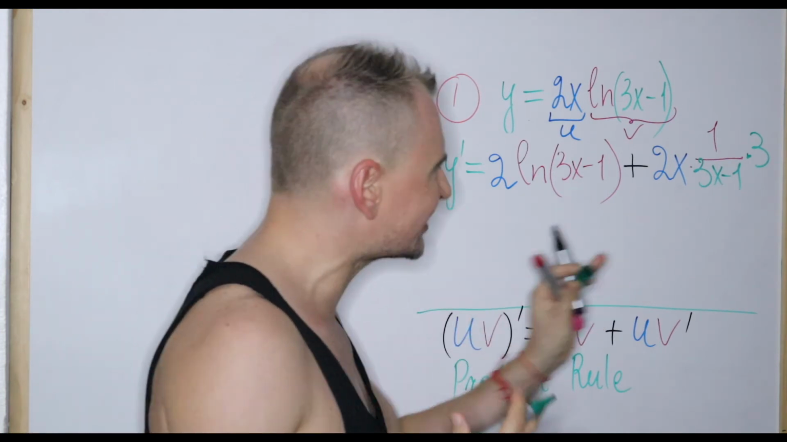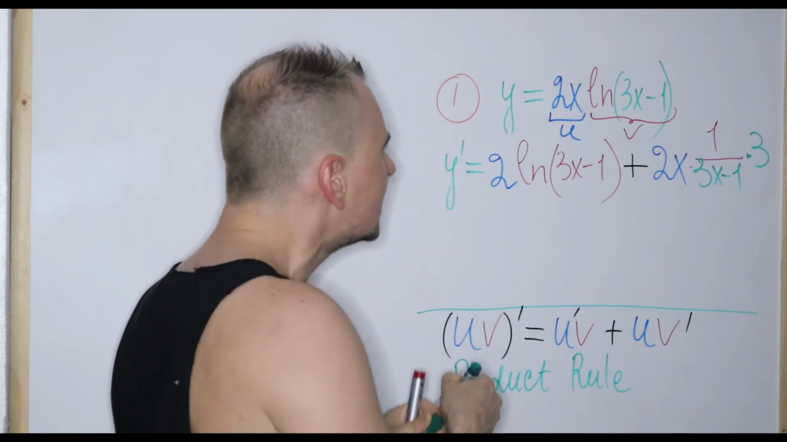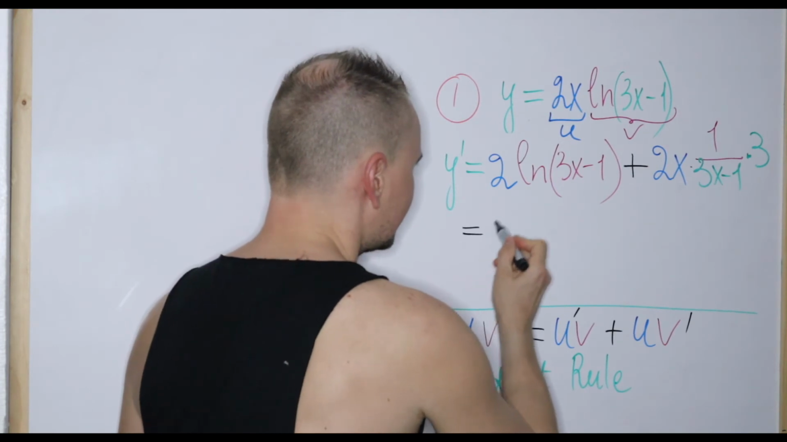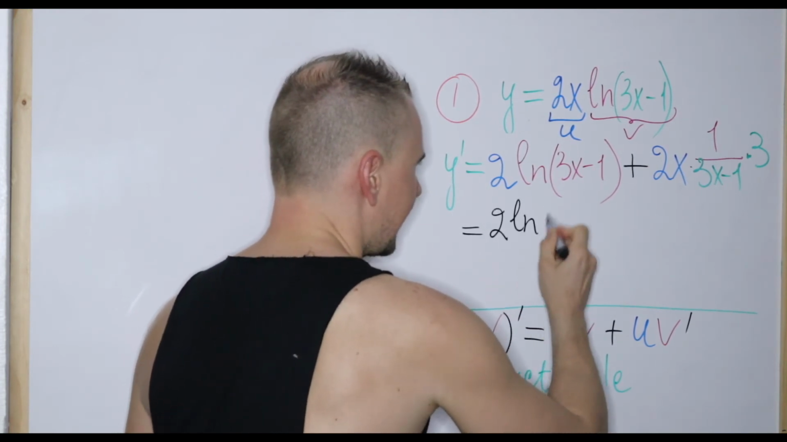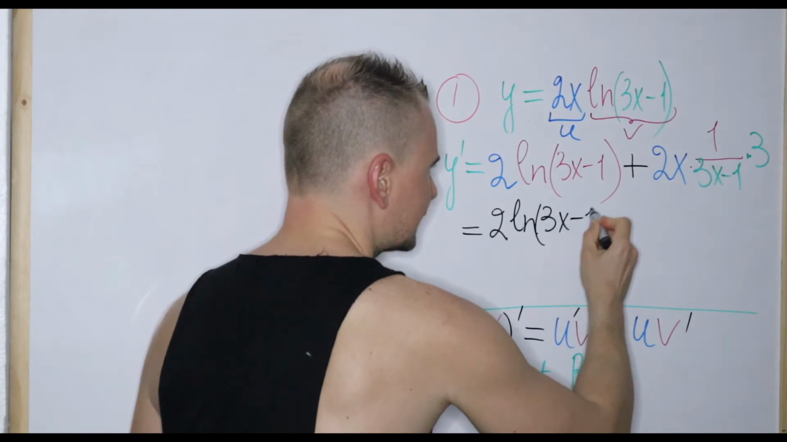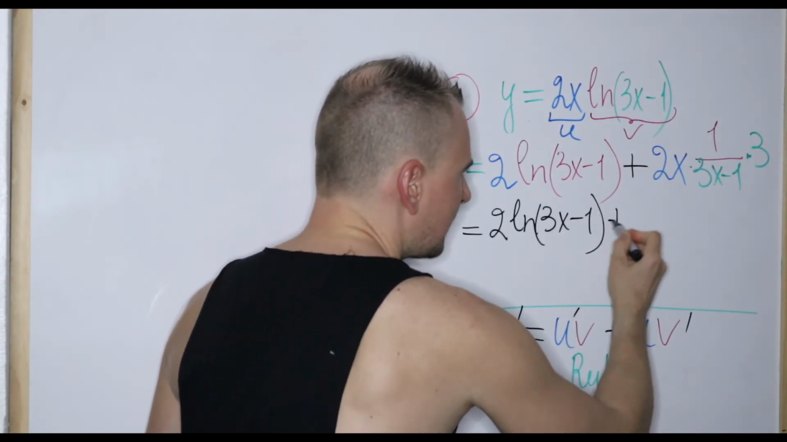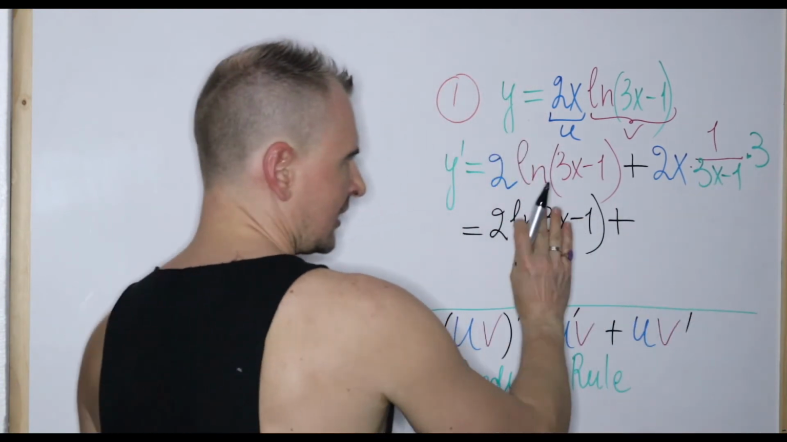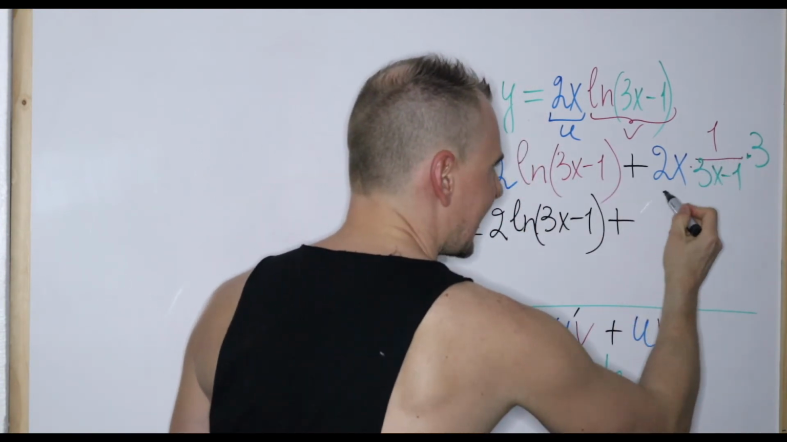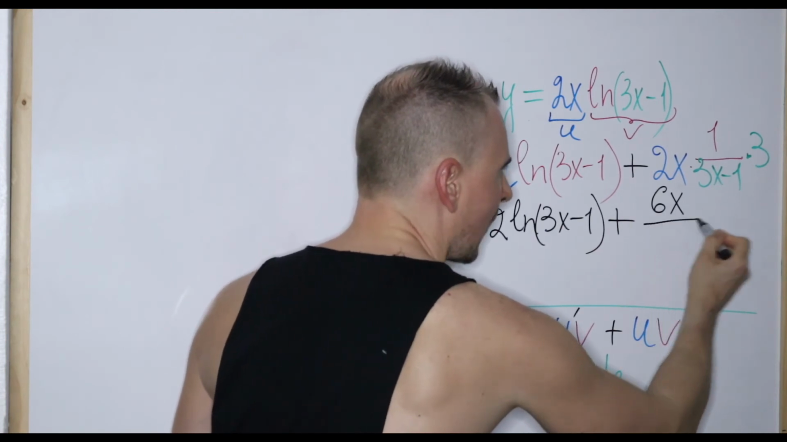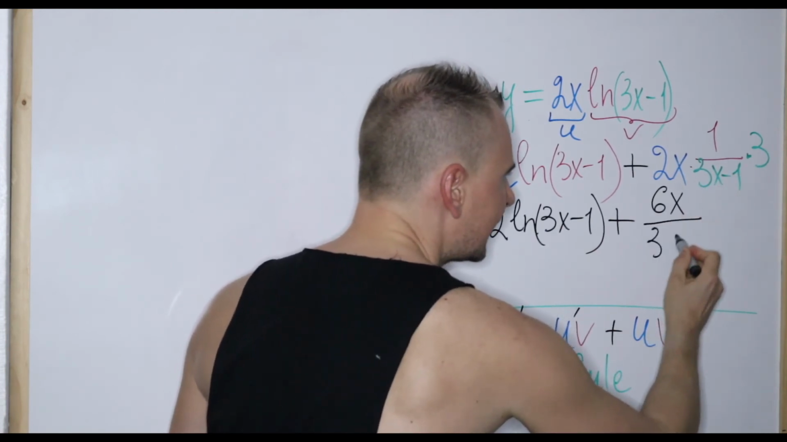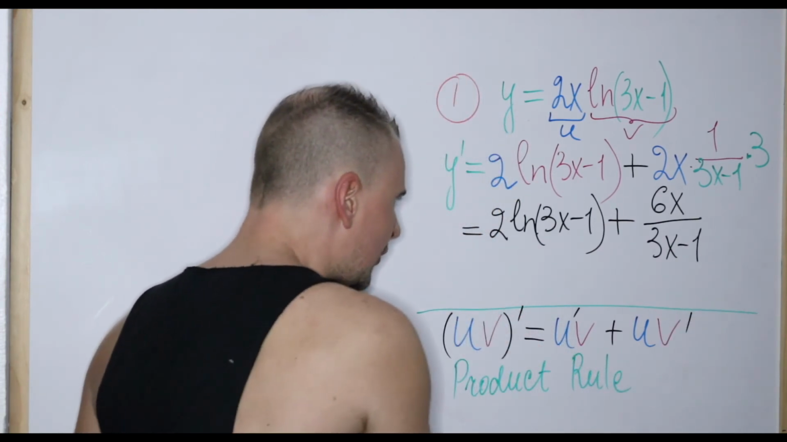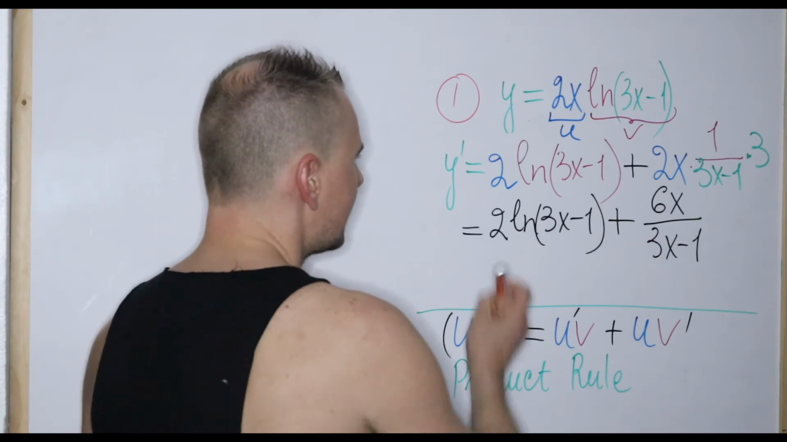All you want to do is just simplify as much as you can. Rewrite the first term as this. So it's 2 ln of 3x minus 1 plus, so 2x times 3, you are left with 6x, and I'm going to place it on top of this fraction, and 3x minus 1 remains on the bottom. So this is your derivative for this example.